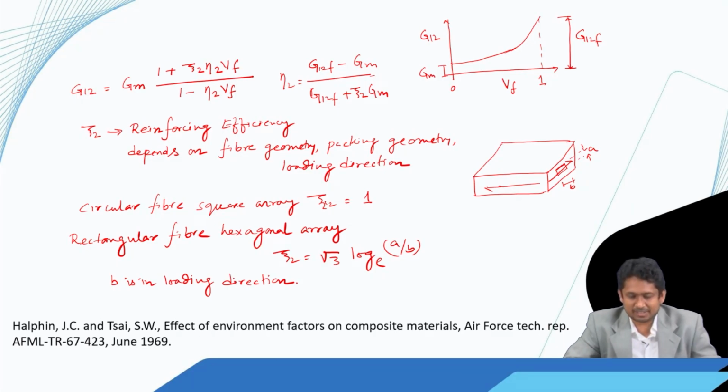So, again this has a provision that depending on the cross section, array packing and loading direction, we can vary G12. So, with that we will end the discussion here.